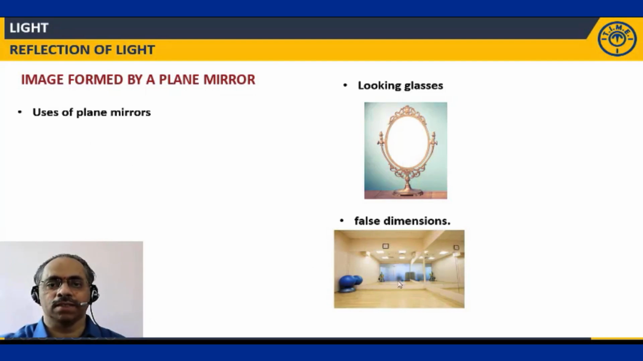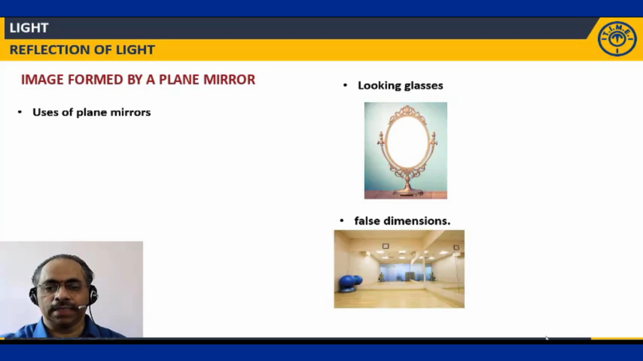When I say false dimension, suppose I consider a room like this. Out of the 4 walls in this particular room, 2 walls are fitted completely with plane mirrors. You can see very clearly over here, there is a blue structure, and that blue structure is getting reflected in the mirror. Actually, the room is up to this particular dimension only. But because I have a mirror fixed to the wall over here, the rest of the room is getting reflected in that mirror, and it is appearing as if the room is very big.